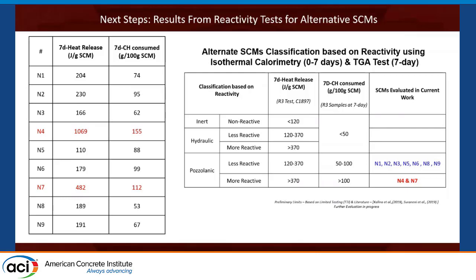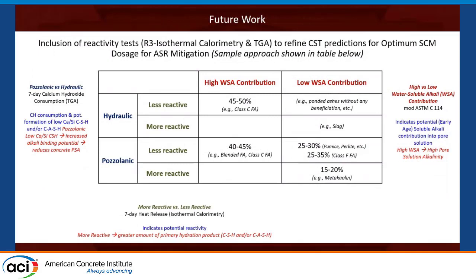But the question is, how do we apply this to evaluate ASR performance? This is still preliminary, but we're working on it. Currently the screening tool only uses water-soluble alkali to estimate optimum dosage, but we are going to extend that and include the reactivity data to make a comprehensive approach for estimating optimum replacement. How do we do that? If something is hydraulic or pozzolanic, we get it from the calcium hydroxide consumption. Based on that, it tells us the potential for formation of low C/S CSH, which indicates the alkali binding capacity. Based on isothermal calorimetry, we get more reactive or less reactive, which can indicate the amount of hydration product that can form. And finally, water soluble alkali tells us the amount of soluble alkali coming out of SCMs. When you put all of them together, this is the kind of estimate we can develop. Still preliminary, and we're still working on that.